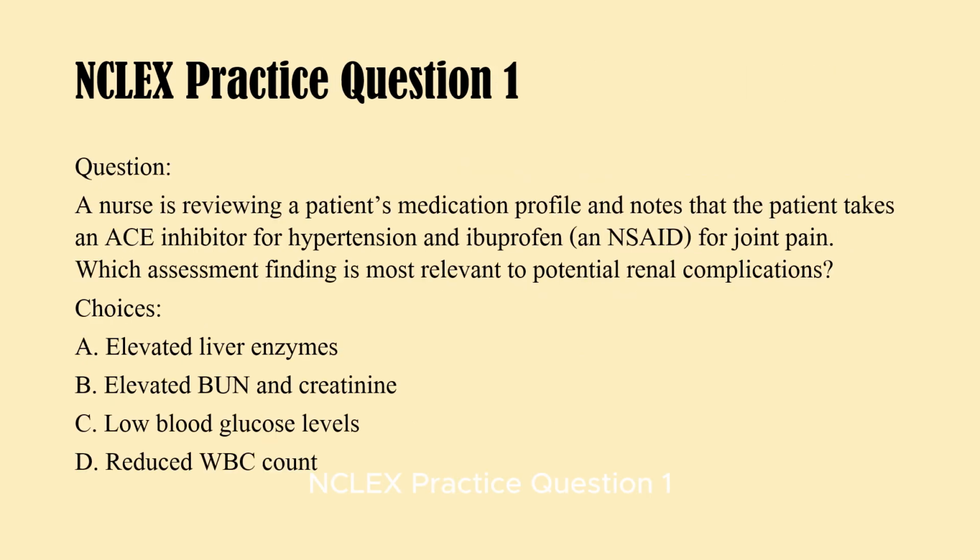NCLEX practice. Question 1. A nurse reviews a patient's medication profile, noting the patient takes an ACE inhibitor for hypertension and ibuprofen, an NSAID, for joint pain. Which assessment finding is most relevant to potential renal complications? A. Elevated liver enzymes. B. Elevated BUN and creatinine. C. Low blood glucose levels. D. Reduced WBC count.